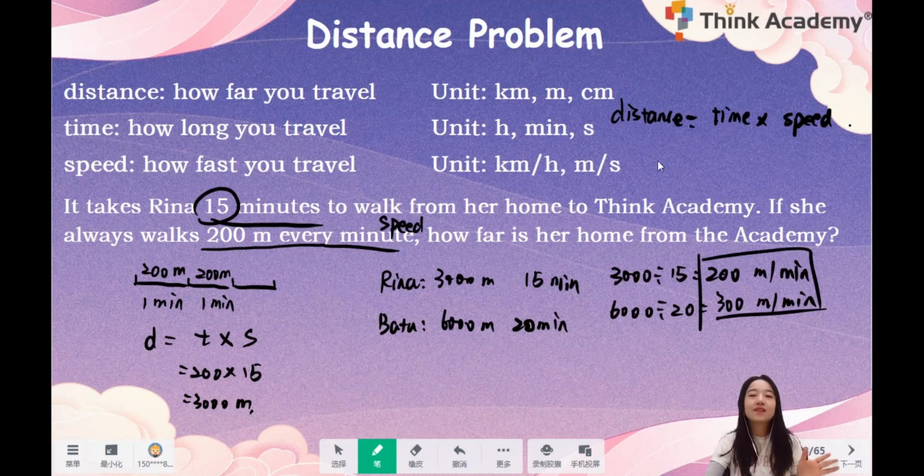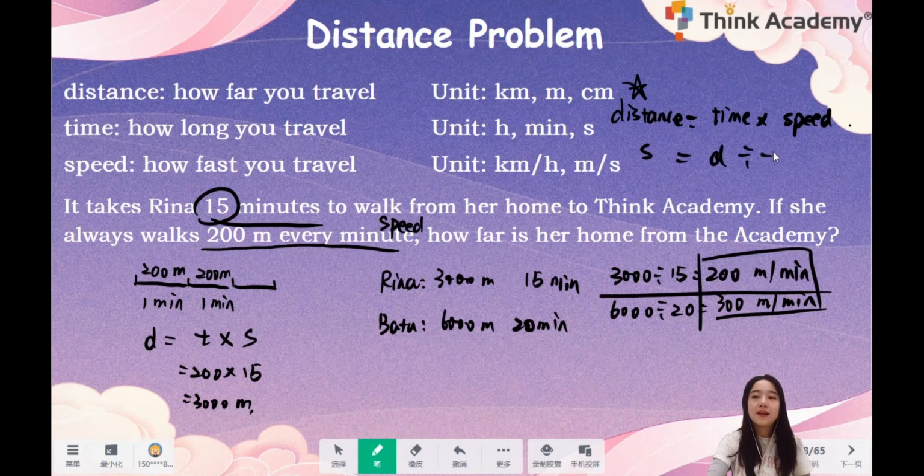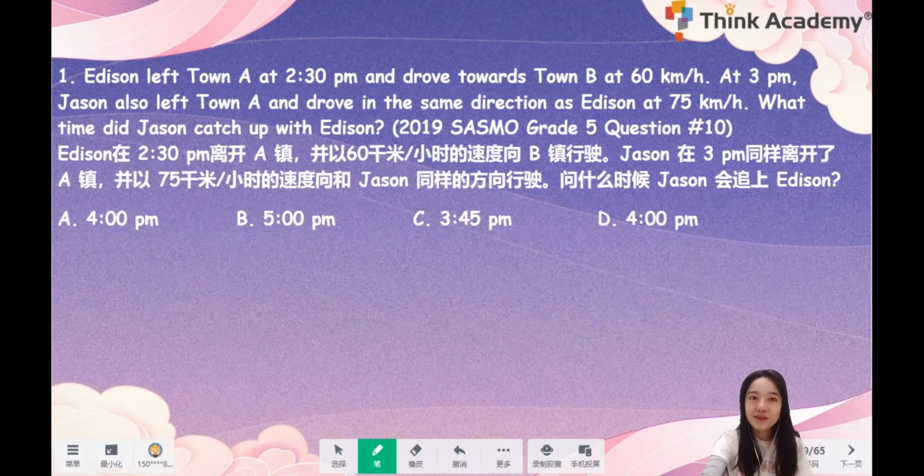And to find the distance, we need to multiply time by speed. If you want to know the speed, like this question, you just need to divide distance by time. Later, if you want to find the time, when we know the speed and the distance, we just need to do another division. As long as you know two of the three amounts, you can find the other. That is the relationship between the three basics.